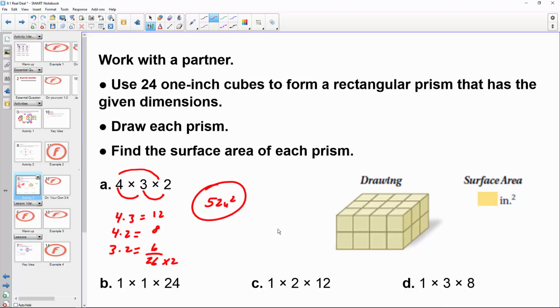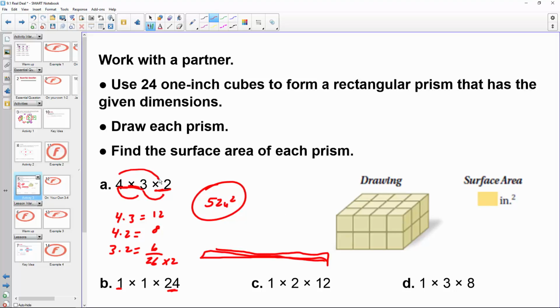And what you should start to notice is that the surface area, when the numbers are close together, like 4, 3, and 2, will be much smaller than when they're really spread out. Like here's a 1 and a 24. This is like a long, rectangular, three-dimensional object, something that you put like a projector in or something. That's a terrible box, but you get the idea. And this we have a much larger surface area.